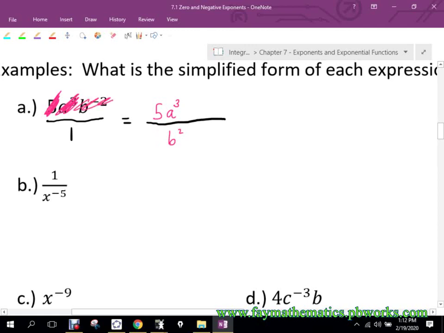And if you wanted to target that 1 and say, okay, well, I've got that 1 down there, I know it's got an exponent of 1 as well. It's an understood 1, and that's positive, so that 1 should stay in the bottom, right? Does that make sense? So that right there, 5a to the third over b squared, is identical to that. It produces the exact same results, okay?